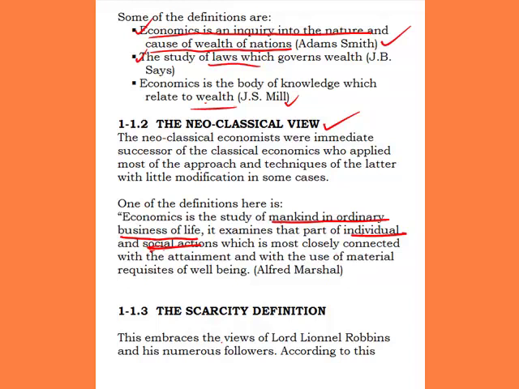Now, the third school of thought of economists providing a definition of economics is that of the scarcity definition. This embraces the view of Lord Lionel Robbins. He is the most recognized propounder, the most recognized professor that gave a working definition for economics. I think his definition is mostly accepted as the definition of economics in the present day. Now, we are under the scarcity definition and his numerous followers.